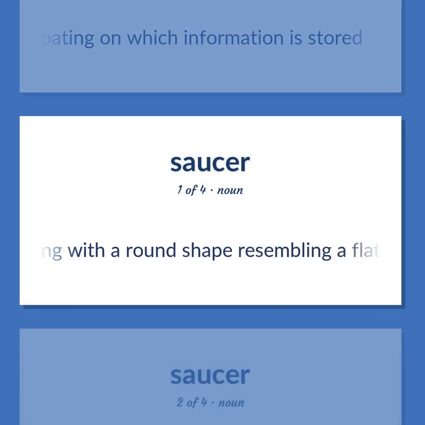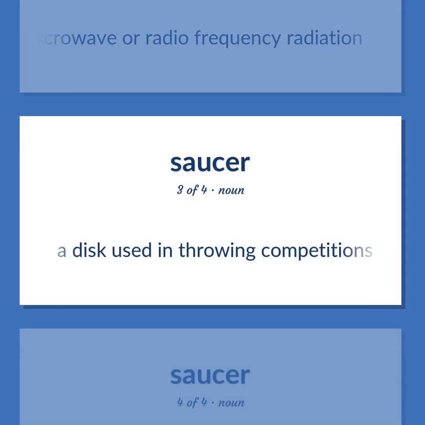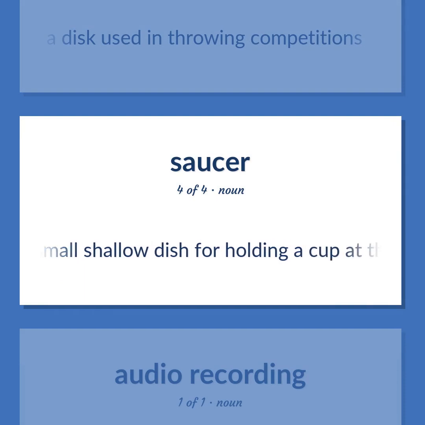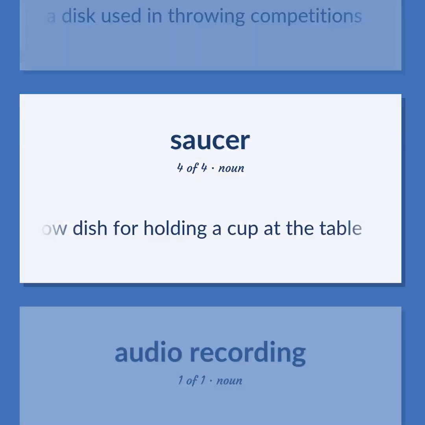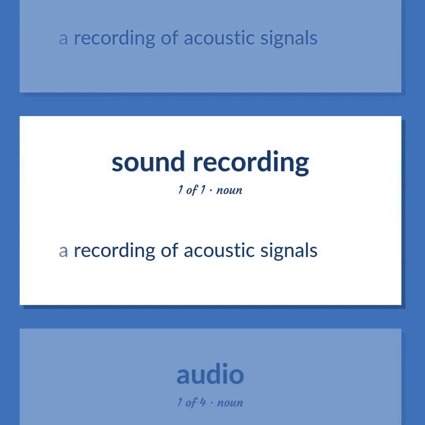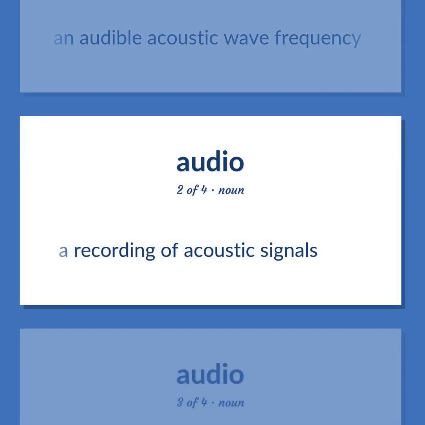Something with a round shape resembling a flat circular plate. Directional antenna consisting of a parabolic reflector for microwave or radio frequency radiation. A disc used in throwing competitions. A small shallow dish for holding a cup at the table. A recording of acoustic signals. An audible acoustic wave frequency.